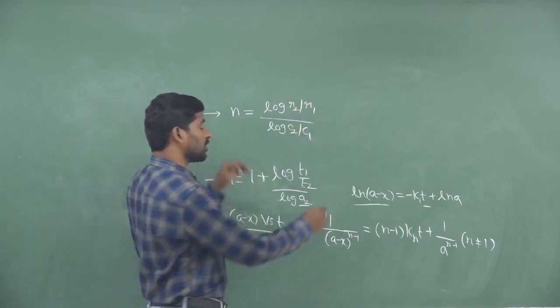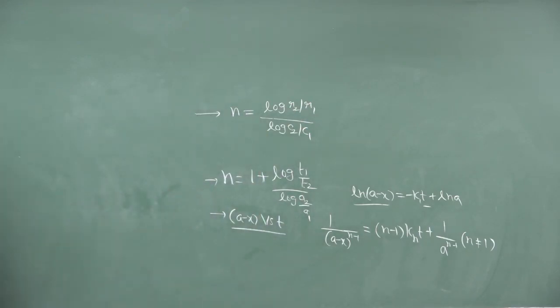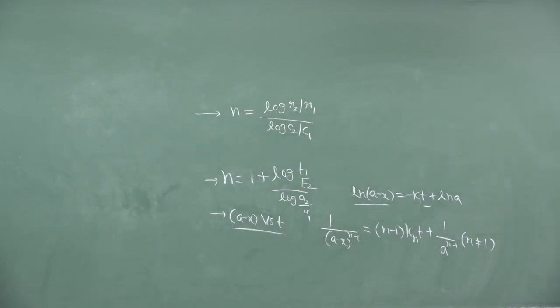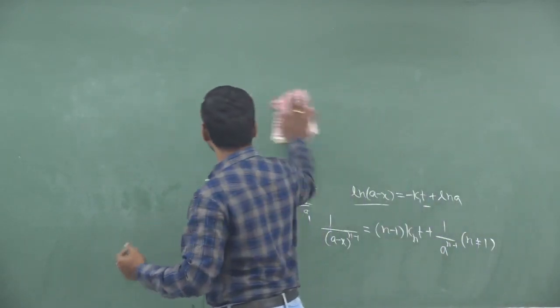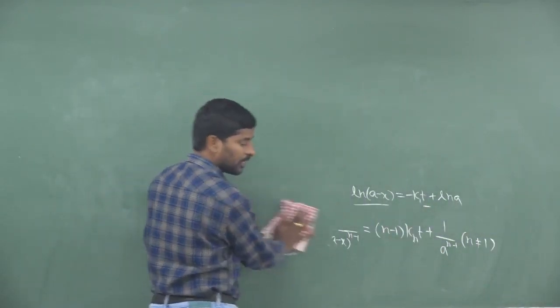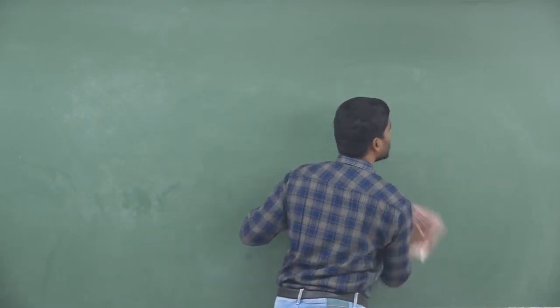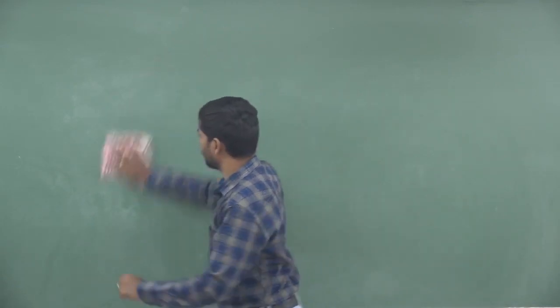And lastly, the Ostwald isolation method. When do we follow the Ostwald isolation method? If more than one reactant, many reactants are there, we follow the Ostwald isolation method. For example, if you have A, B, C reactants and you want to calculate the order with respect to A, what do we have to follow? We have to take B and C in excess amount, right? Those are the various methods to determine the order of a reaction.